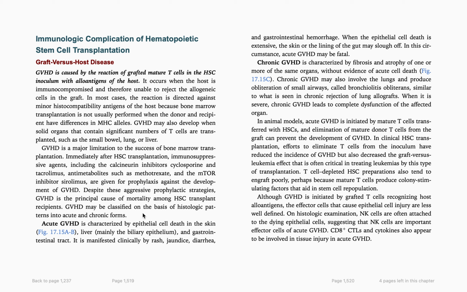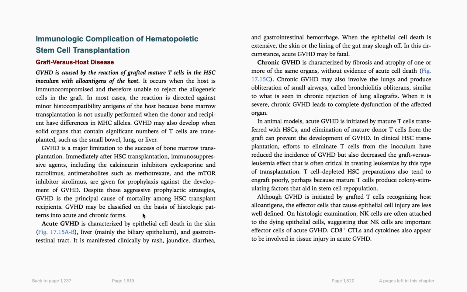Graft versus host disease is the major limitation to success of bone marrow transplantation. Immediately after hematopoietic stem cell transplantation, immunosuppressive agents including calcineurin inhibitors, cyclosporin and tacrolimus, antimetabolites such as methotrexate, and mTOR inhibitors, sirolimus, are given for prophylaxis against developing graft versus host disease.